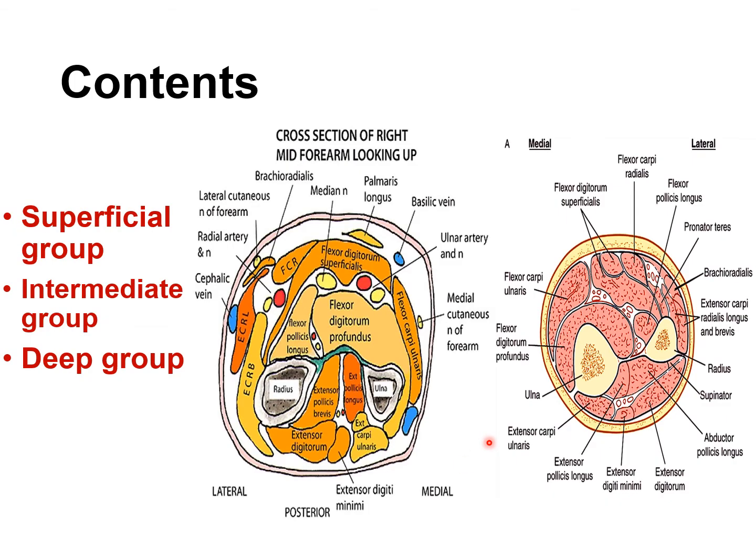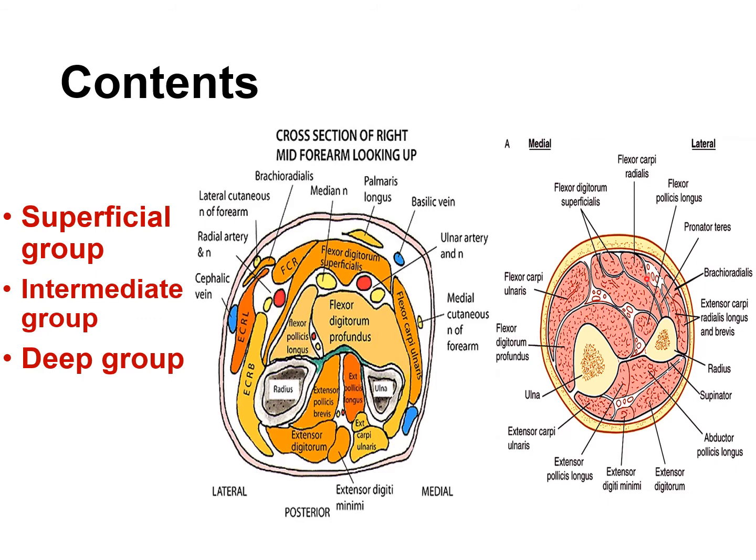We'll be discussing the contents of the flexor compartment, which are muscles, nerves and vessels. Due to the fascial arrangement, the muscles are further subdivided into the superficial group, the intermediate group and the deeper group. The superficial group includes the palmaris longus, pronator teres, flexor carpi radialis, and flexor carpi ulnaris. The intermediate group is formed by the flexor digitorum superficialis. The deeper group of muscles has the flexor digitorum profundus, flexor pollicis longus, and pronator quadratus.